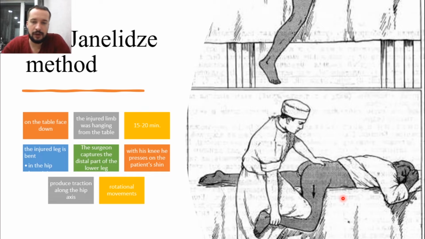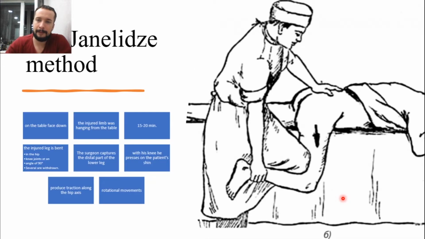And the hip reduction occurs with a characteristic click. The same, maybe some another click. Confirmation of the achieved goal is considered to be the absence of a symptom of spring resistance and a control radiographic examination. The Janelidze method. There you see a big picture.